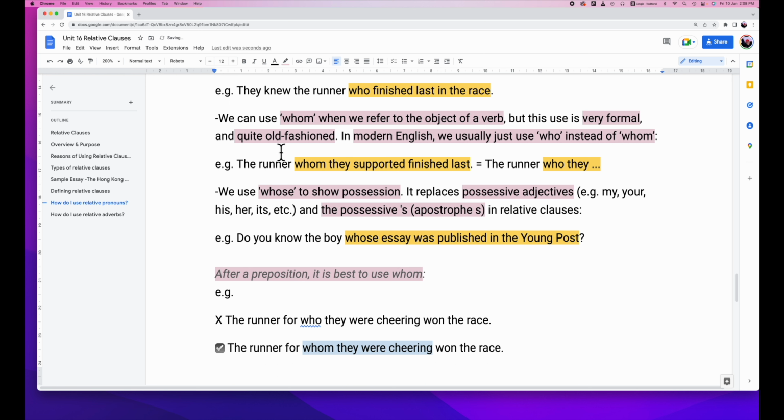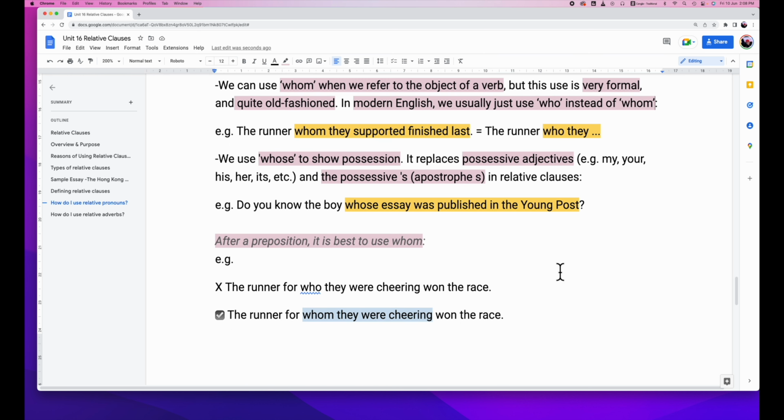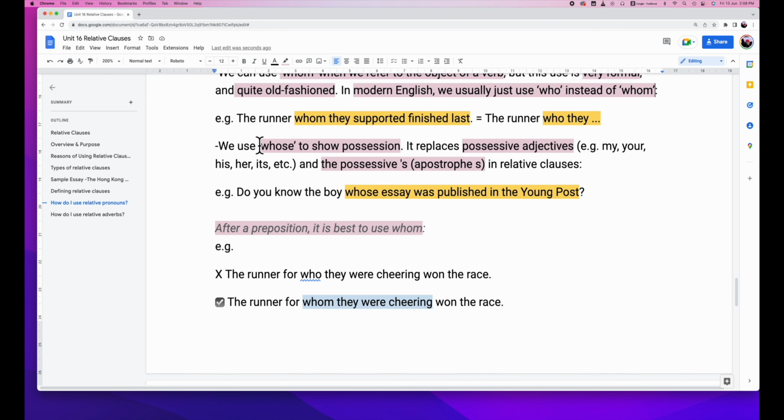Okay, for example, the runner whom they supported finished last, or the runner who they supported finished last. Then the next one, whose. Whose shows possession. Something belongs to that particular noun. It replaces possessive adjectives like my, your, his, her, its, or possessive apostrophe s in relative clauses.